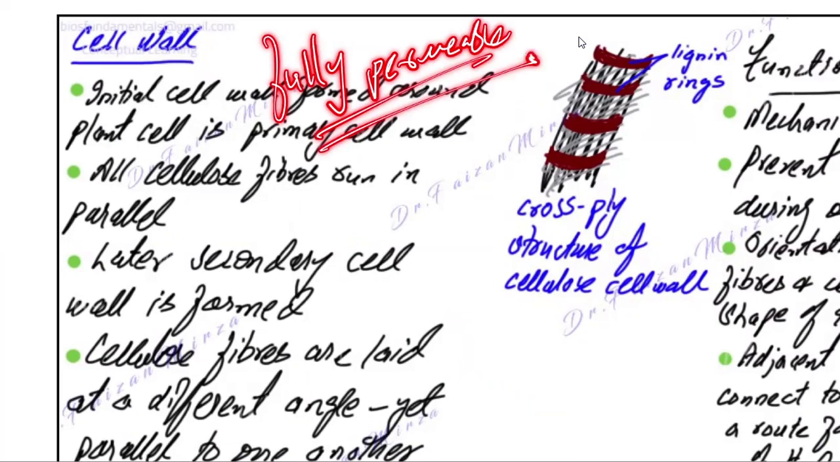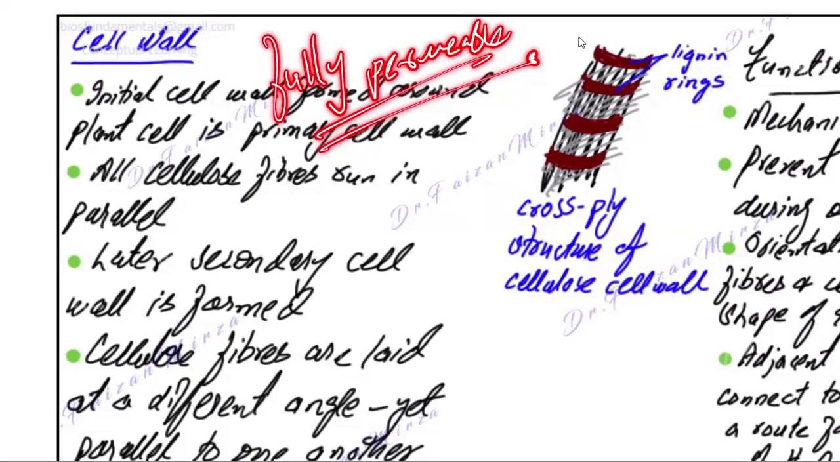So if a cell is placed in any solution, irrespective of whatever the solution is, it will just trespass the cell wall and reach the cell membrane. But at the cell membrane, it will not be allowed to enter unless the cell membrane allows it to enter, because the cell membrane is selectively permeable or partially permeable. So cell wall provides no barrier for or against anything moving into the cell.